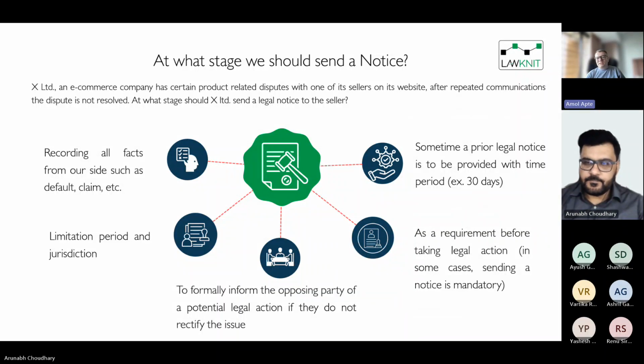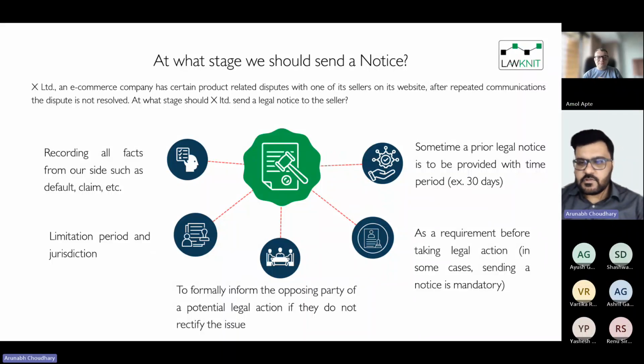Essentially it's the timelines, either prescribed in the contract or the Limitation Act, or if it is a dispute under certain specific statutes, then the timelines provided under those, or a timeline where you feel that enough of an opportunity has been given to the other party and now it's time for us to approach the judicial forum. That's the point when you actually end up sending a legal notice to the other party.